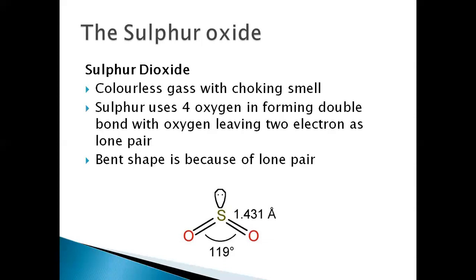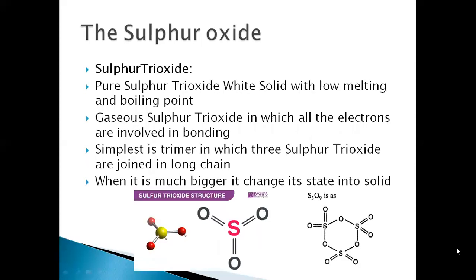Then after sulfur dioxide, we discuss sulfur trioxide. Sulfur trioxide means 3 oxygens are attached to the sulfur. Now here there is no lone pair. All of the 3 pairs of the sulfur are involved in the bond formation. Pure sulfur trioxide is a white solid with low melting and boiling point. And when you talk about gaseous sulfur trioxide, all the electrons present in the outermost shell are involved in the bonding.